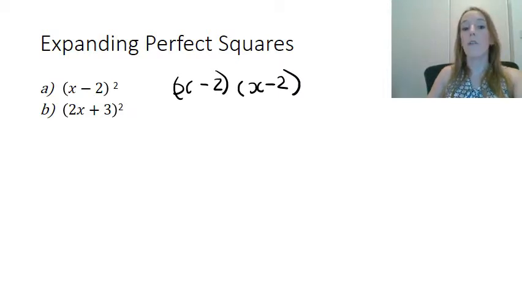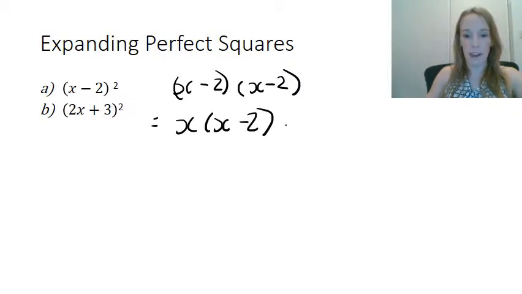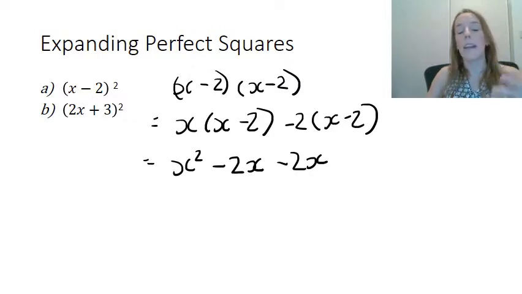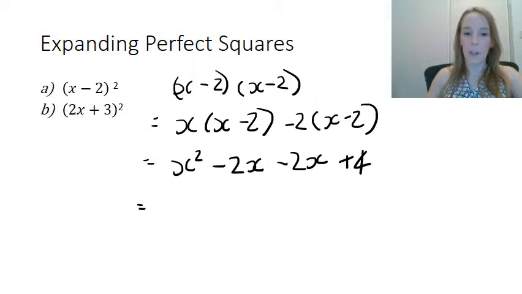So you can see there we've got perfect squares. So we'll apply x to our second bracket, and then our take 2 to our second bracket. So x times x is x squared, x times negative 2 is take 2x, take 2x times x is take 2x, take 2 times take 2, or negative 2 times negative 2 I should say, is positive 4. Collect our like terms, x squared, take 2x take 2x is the same as doing take 4x plus 4.